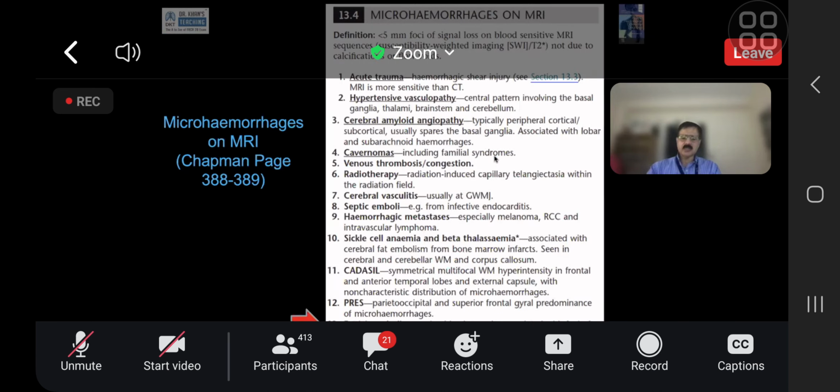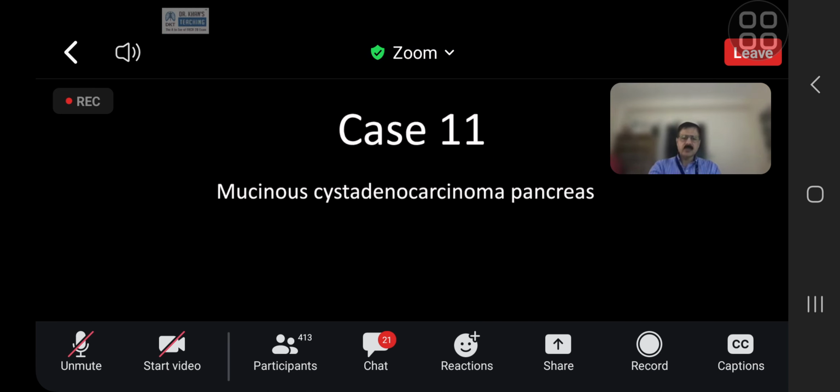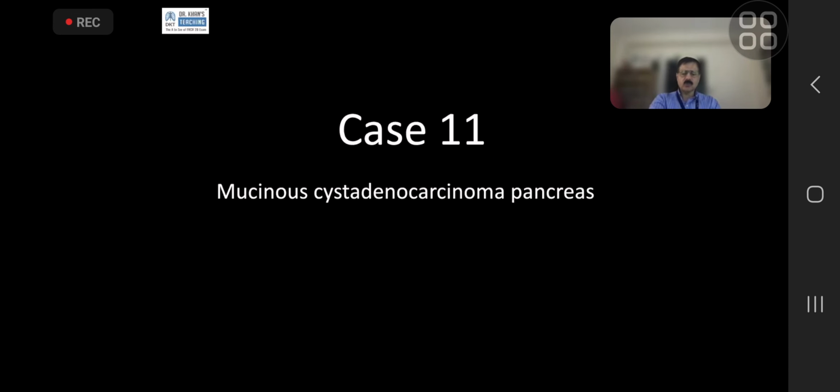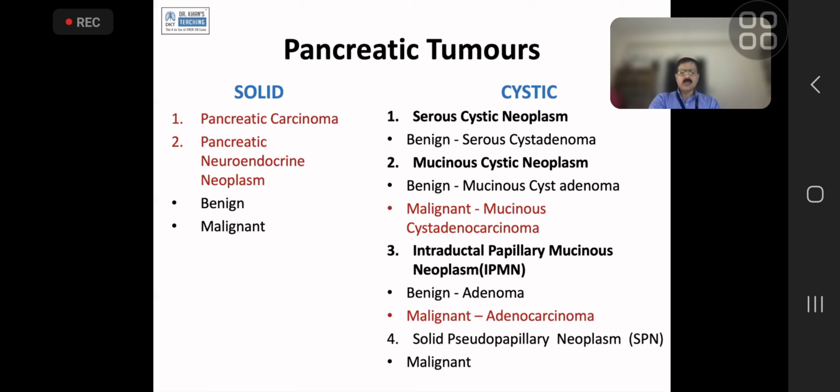Now, this is case 11, mucinous cyst adenocarcinoma of the pancreas. Nobody is asking you to classify it like this, but why is it a mucinous cyst adenocarcinoma? I will tell you. The key concept of pancreatic tumors is that they can be solid and they can be cystic. Please concentrate on this slide.